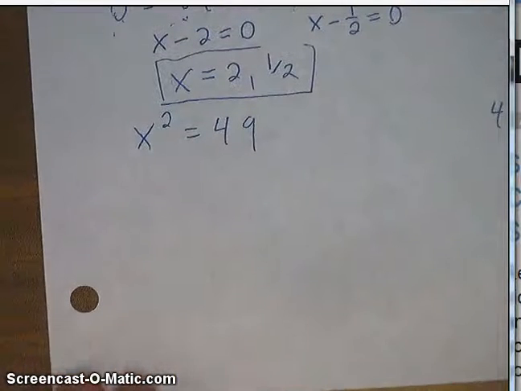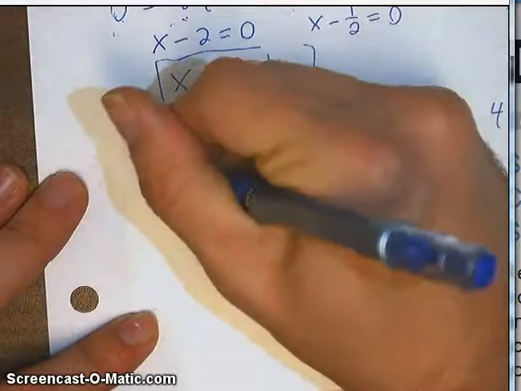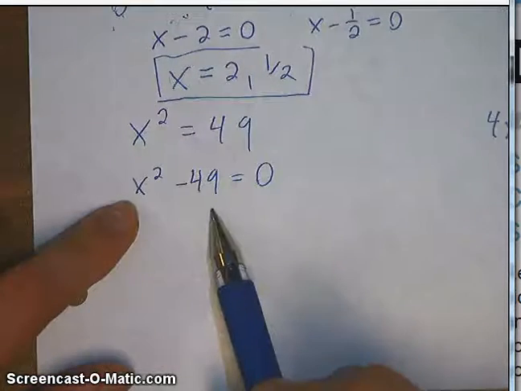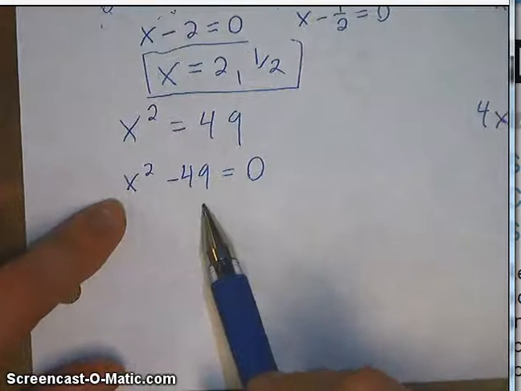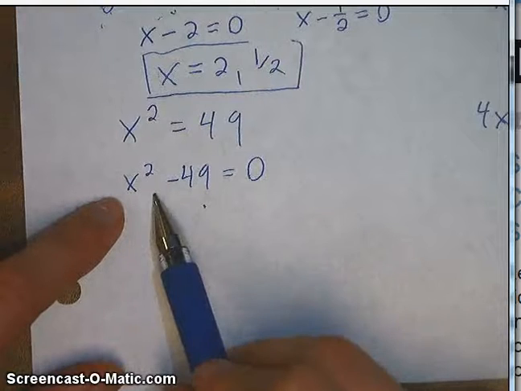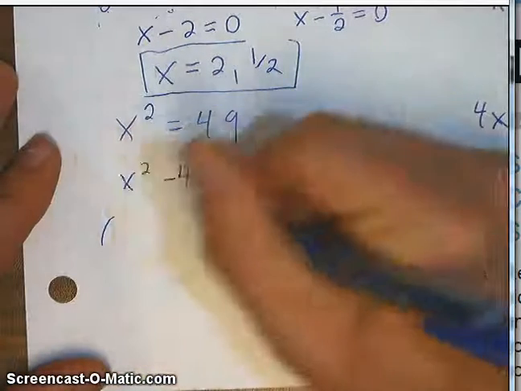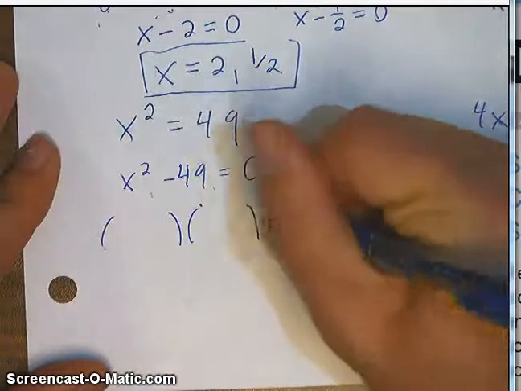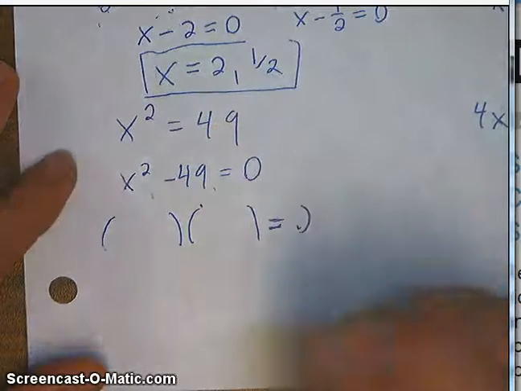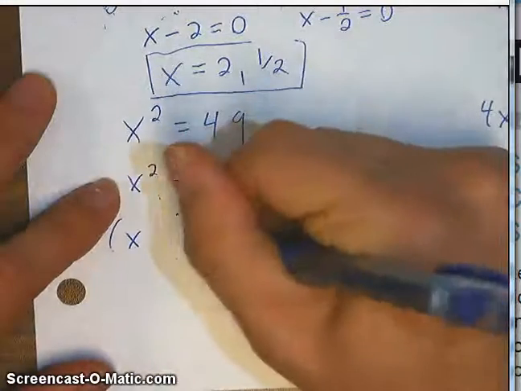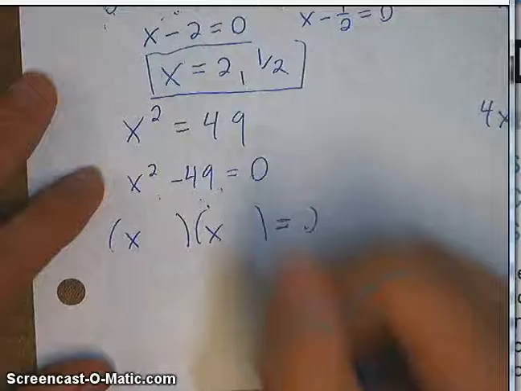Last two. x squared equals 49. Well, remember we need to have a 0 on one of the two sides to solve it. And then hopefully you instantly recognize this as the difference of two squares, because x squared is a perfect square and 49 is a perfect square. So to factor the difference of two squares, you ask yourself the question, what's the square root of x squared? Well, that's just x. And what's the square root of 49? Well, that's just 7.